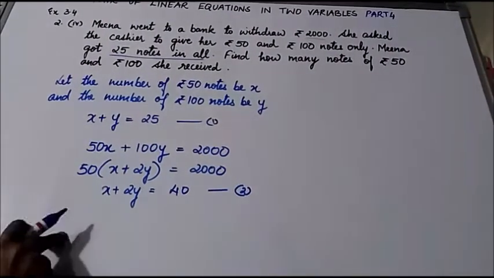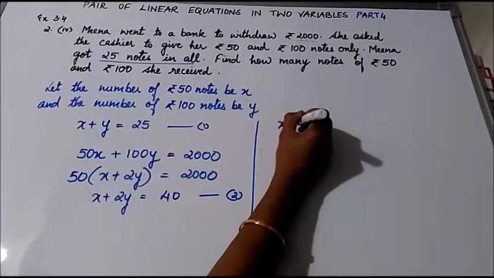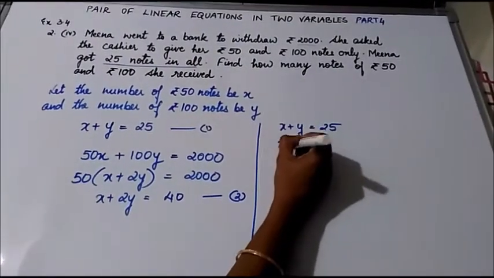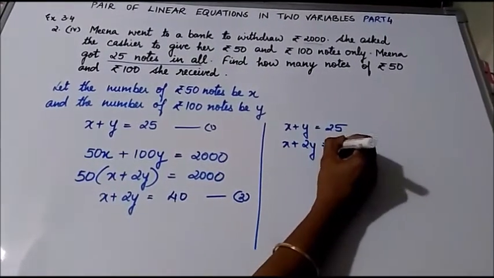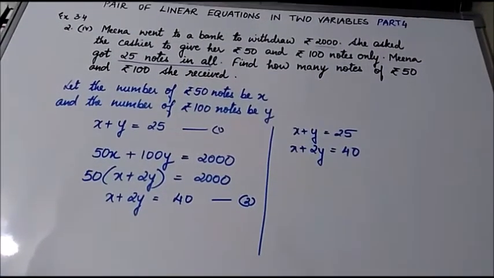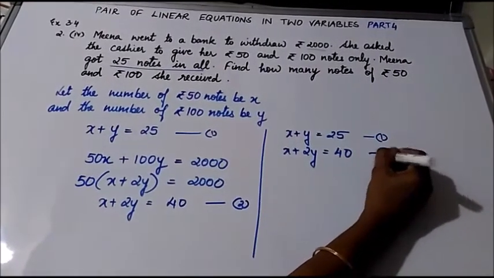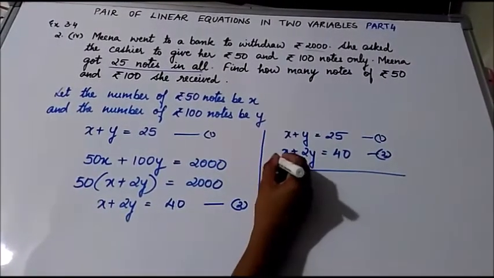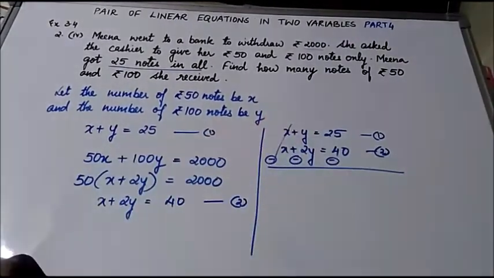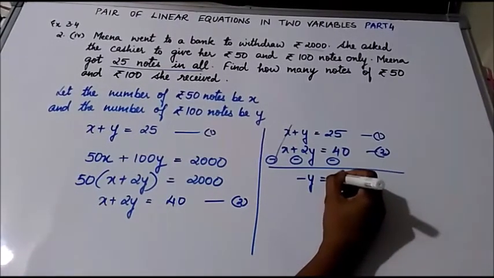Now we have to solve both the equations by elimination method. The first equation here is x plus y is equal to 25. Second equation is x plus 2y is equal to 40. As we can see, the coefficient of x is the same and the signs are the same. Therefore, we have to do subtraction. That is equation 1 minus equation 2. Here x minus x will get cancelled. Here you will get minus y is equal to minus 15.